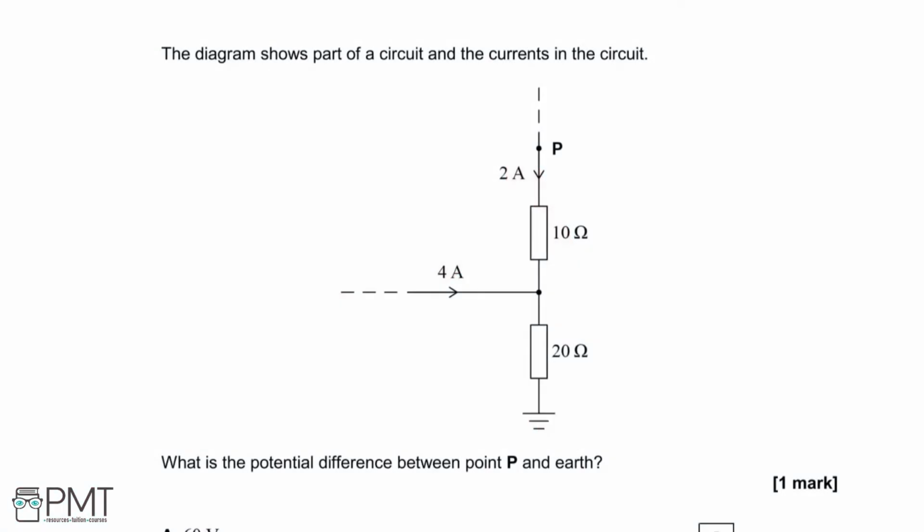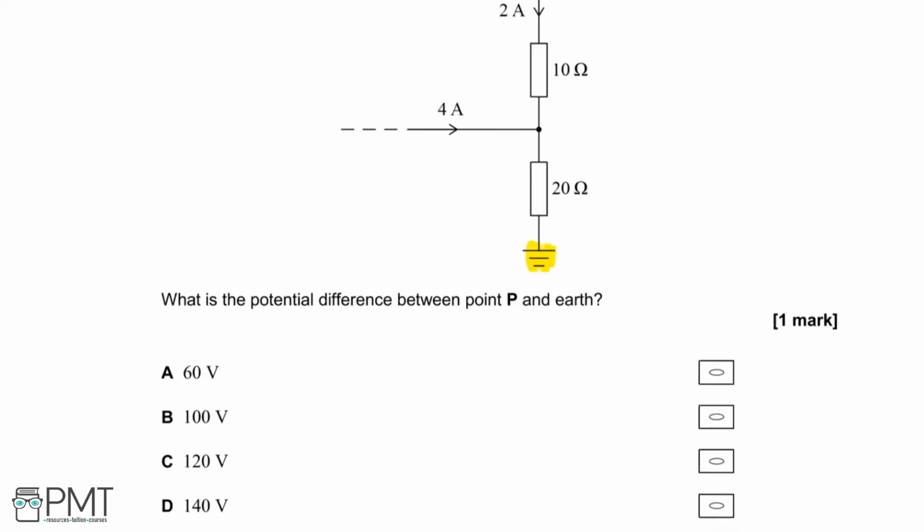The diagram shows part of a circuit and the currents in the circuit. So we've got some currents here, some fixed resistors, and then you've got the earth, that set of 3 lines at the bottom. What is the potential difference between point P and earth? And then we've got 4 values of voltage there that we need to choose from.